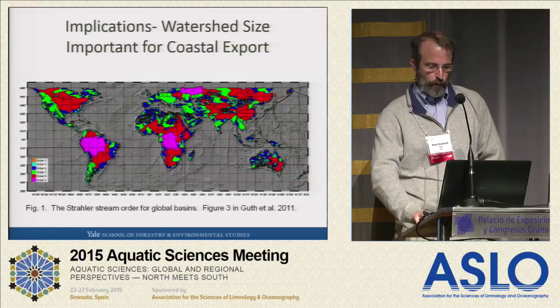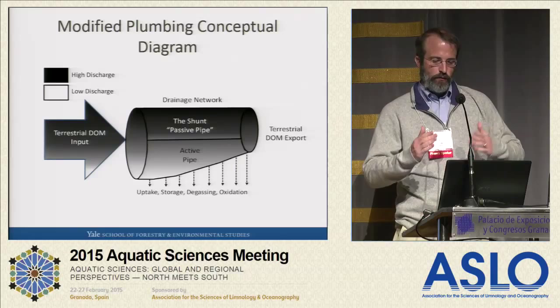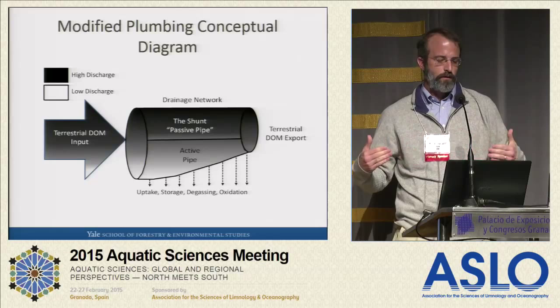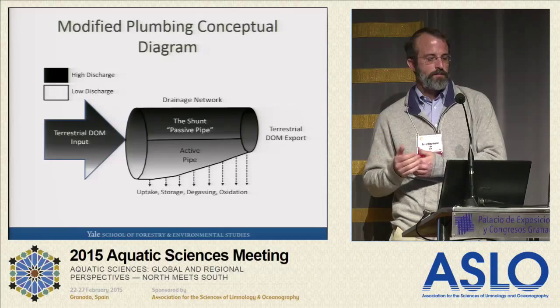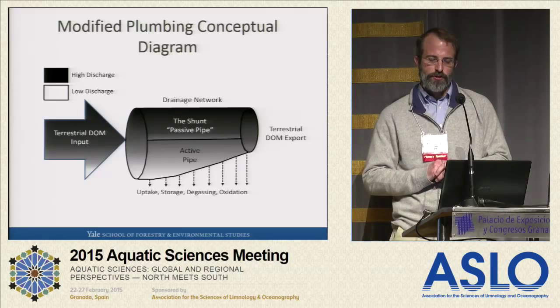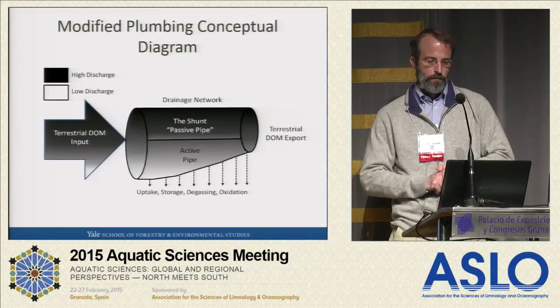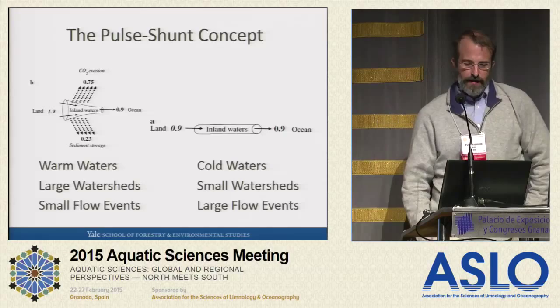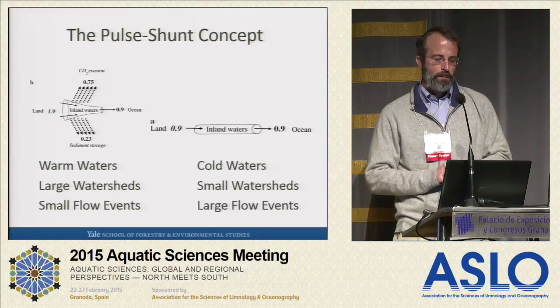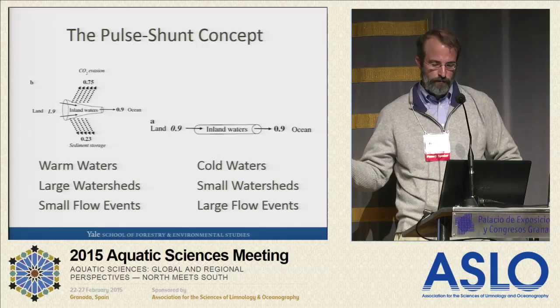And so I guess what we're trying to do here is modify this plumbing diagram that John came up with, and start to develop ideas, or a model, that allows rivers to be both passive and active pipes. And we're arguing that one of the main things that's switching inland waters between a passive and active pipe is the discharge rate. So high discharge pushes a system to a passive pipe, and low discharge to an active pipe. And you could take that further and start to list, and these are just some of the ones I went over in the talk, right? You're going to have more active pipes when waters are warmer, when watersheds are larger, and when flow is lower. And the vice versa for passive pipes.